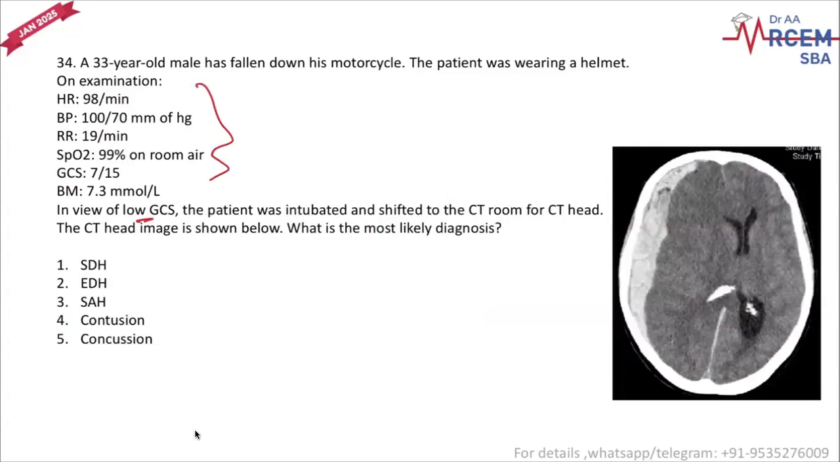CT image is shown below. What is the most likely diagnosis? The CT image shows it is crescent shaped. Crescent shaped means SDH. So the right answer here is SDH. If it was lens shaped, then you are thinking of an EDH. Subarachnoid hemorrhage comes somewhere in between, and we'll be seeing a frog pattern for subarachnoid hemorrhage.